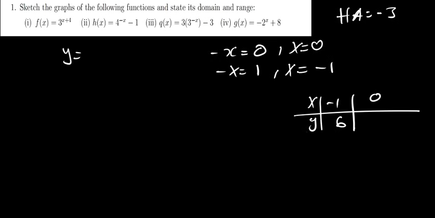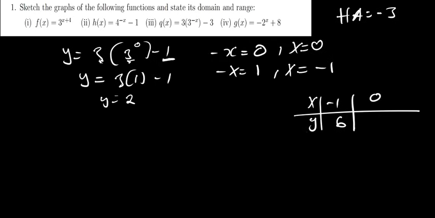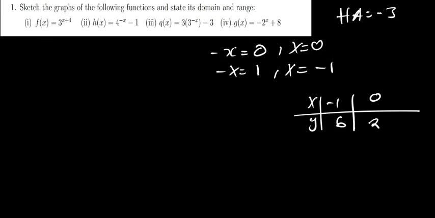y is equal to 3 open brackets 3 to the power -0, which is just basically 0, minus 1. Any number to the power 0 is 1. 1 times 3, 3. 3 minus 1, which is outside, that gives me what? So 3 times 1 minus 1 gives me 2. So I have got 2. After getting my coordinates, I can go ahead and now sketch my graph.